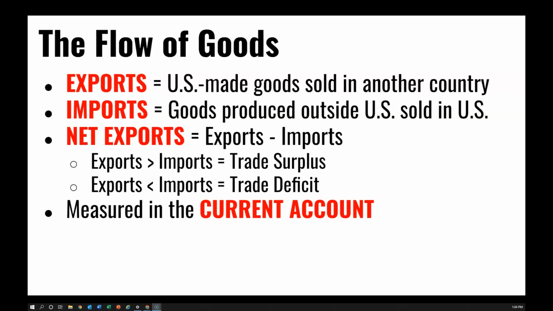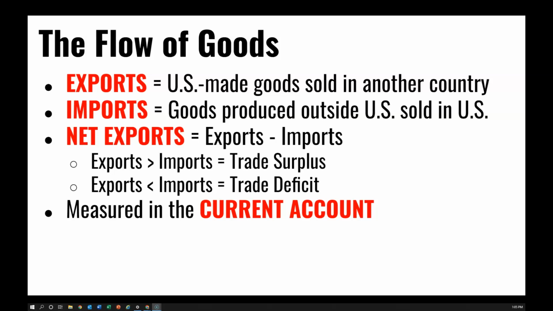That is, we take the value of all the goods that we ship out to other countries, and we take the value of the goods that we bring in from other countries, and we subtract the two. If exports are greater than imports, then we have a trade surplus. We're sending out more than is coming in. If our exports are less than imports, then we have a trade deficit. We are bringing in more goods from outside our country than we are sending out.